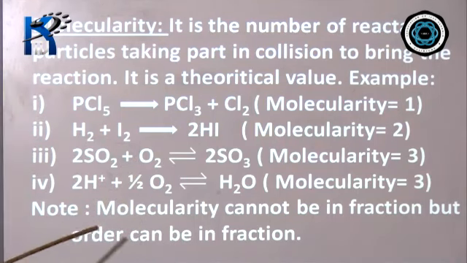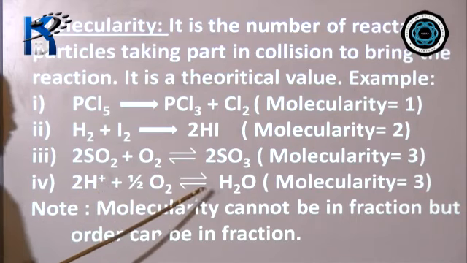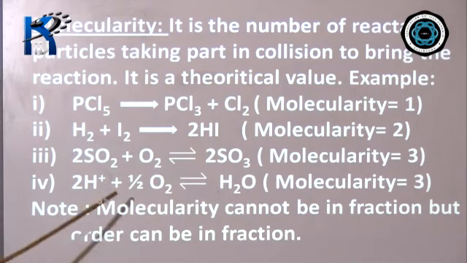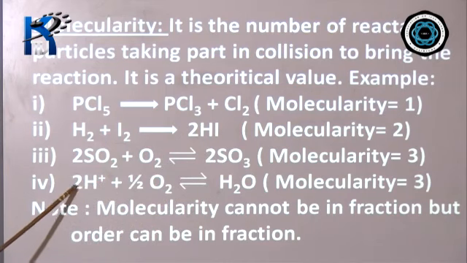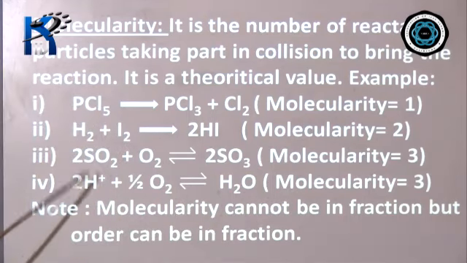Now let us see the fourth example. 2 hydrogen ions are combining with half a molecule of oxygen to give water. Now many will say its molecularity is 2.5, because 2 plus half is 2.5, but I have written here 3. So it's a trimolecular reaction.